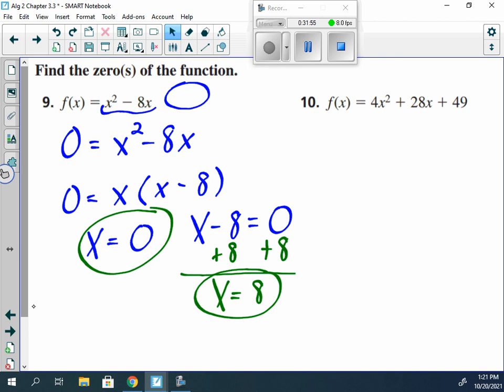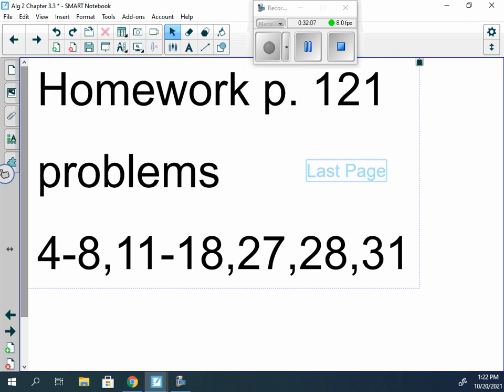Questions on this here? This is the assignment here, and we are done for today, and we are finished with 3.3. So we'll start 3.4 tomorrow.